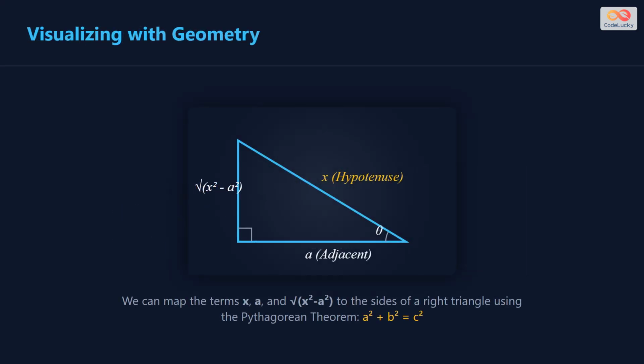We can visualize this relationship using a right triangle. By the Pythagorean theorem, if we label the hypotenuse as x and the adjacent side as a, the opposite side becomes the square root of x squared minus a squared. This geometric setup is the foundation of our substitution.